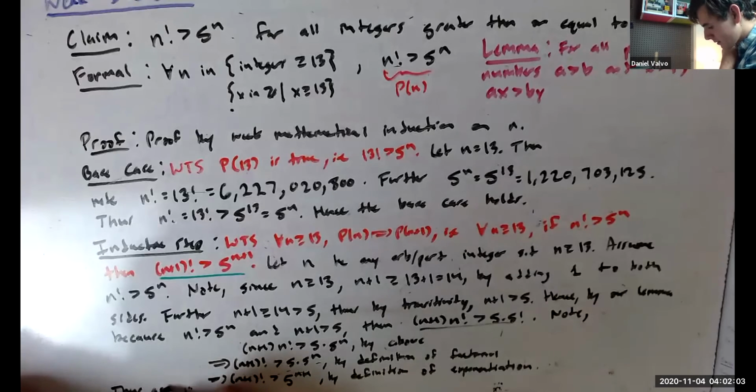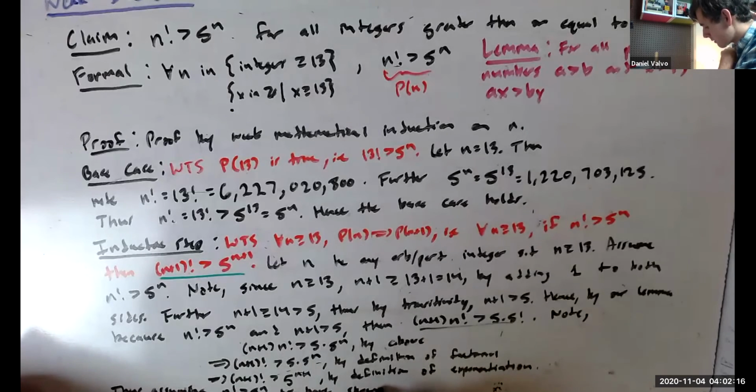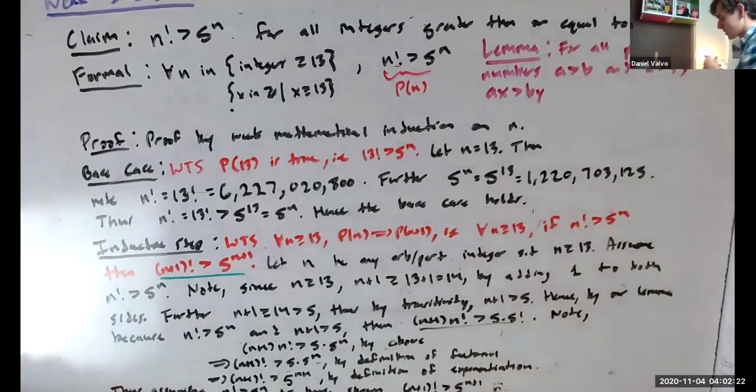Thus, assuming n factorial is greater than or equal to 5 to the n, we have shown n plus 1 factorial is greater than 5 to the n plus 1.